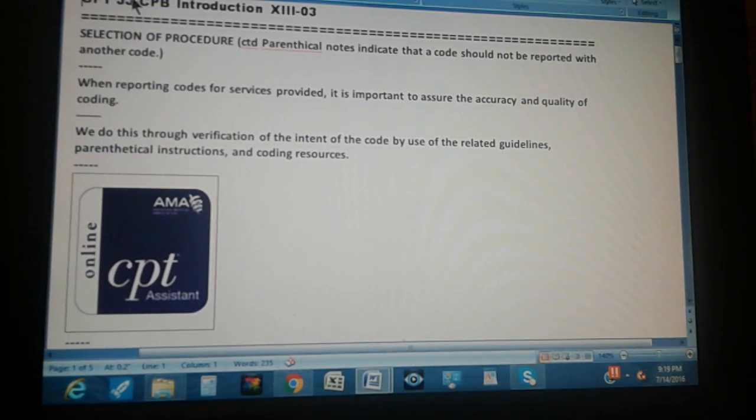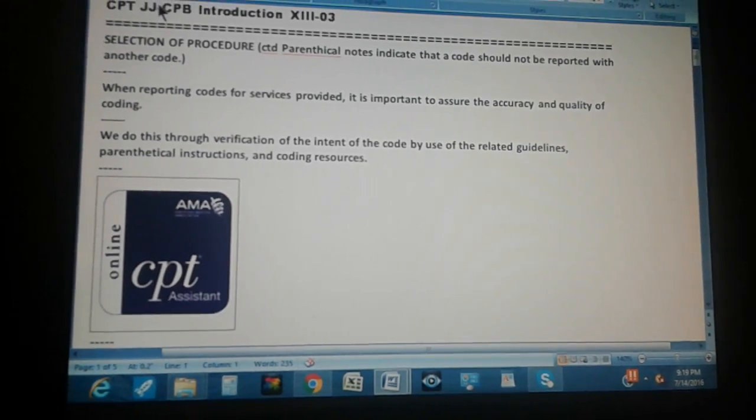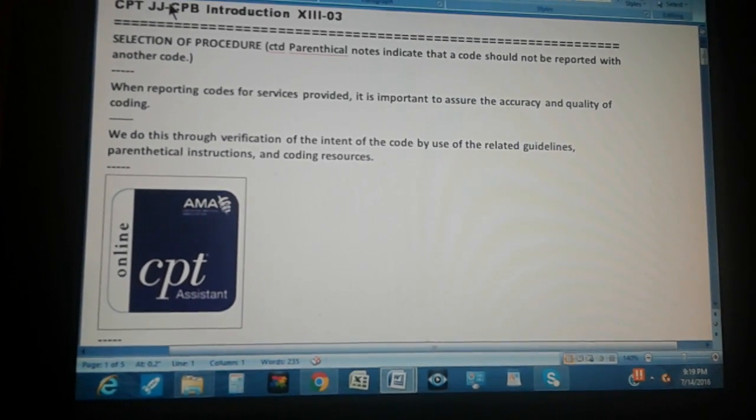CPT JJ-CPV Introduction, page 13, part 3. Selection of procedure, continued. Parenthetical notes indicate that a code should not be reported with another code.